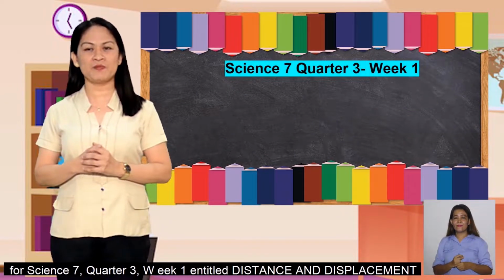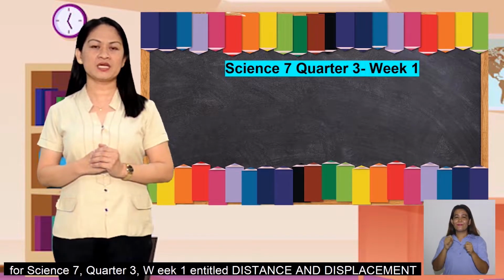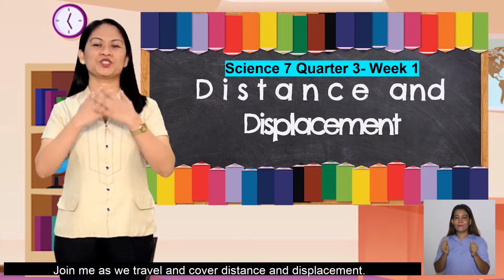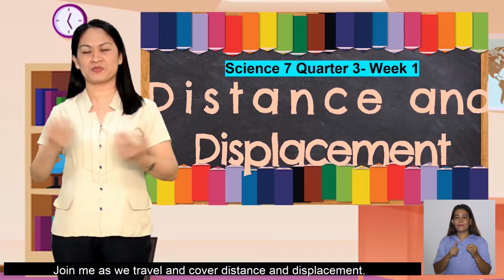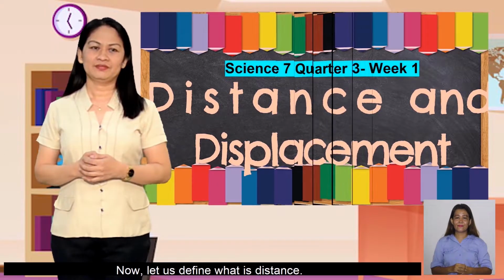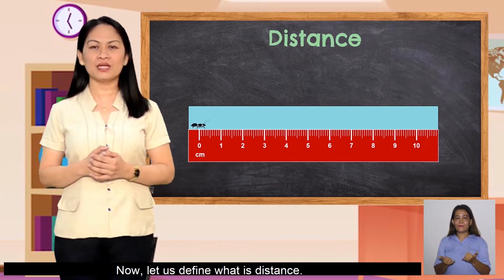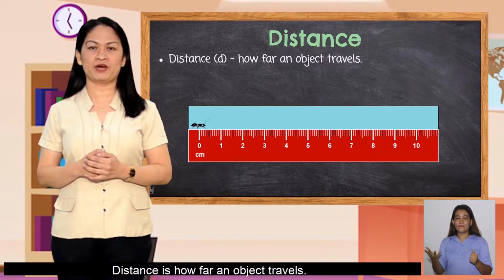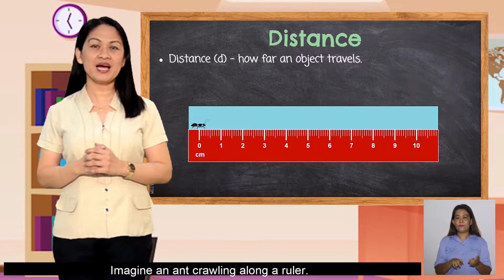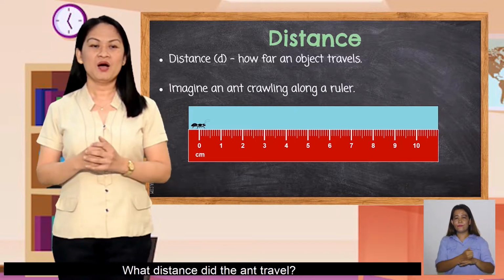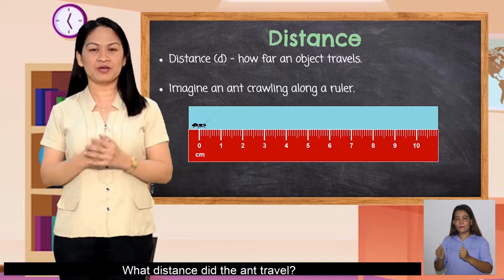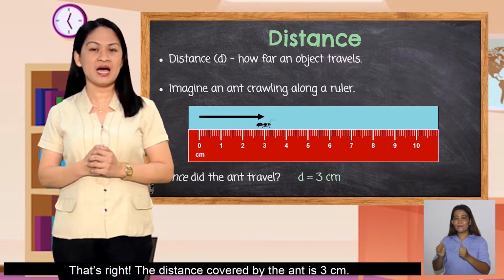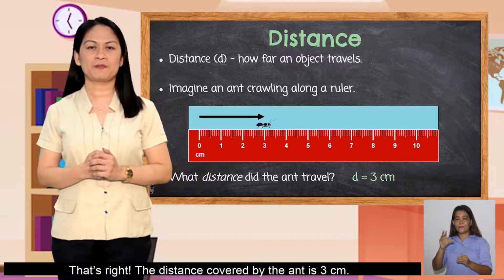As we discuss the topic for Science 7, Quarter 3, Week 1, entitled Distance and Displacement. Join me as we travel and cover distance and displacement. Now, let us define what is distance. Distance is how far an object travels. Imagine an ant crawling in a ruler. What distance did the ant travel? That's right. The distance covered by the ant is 3 centimeters.